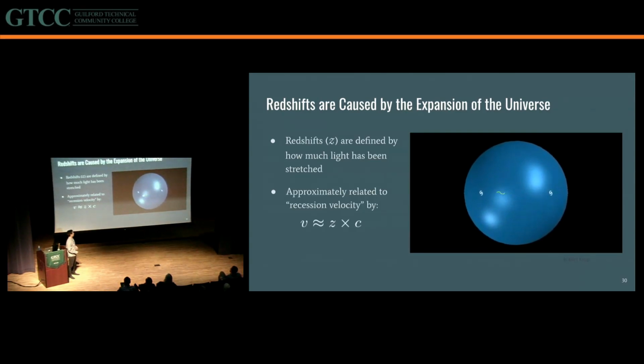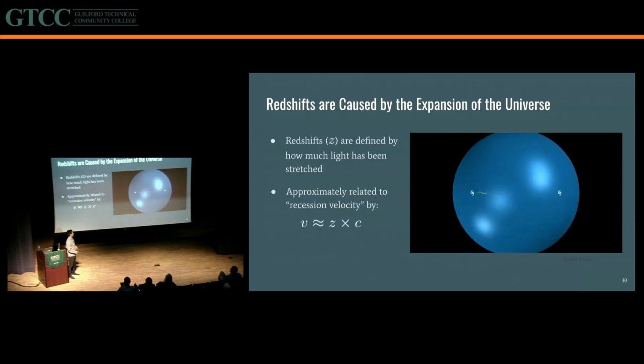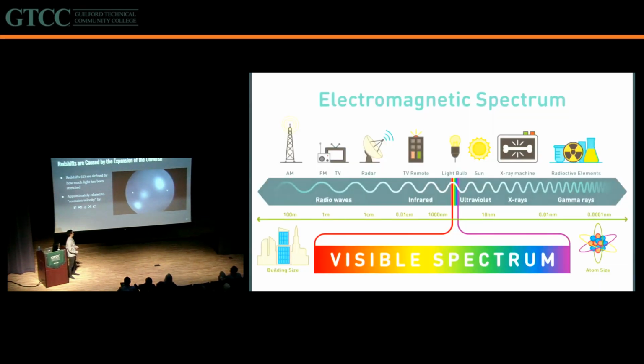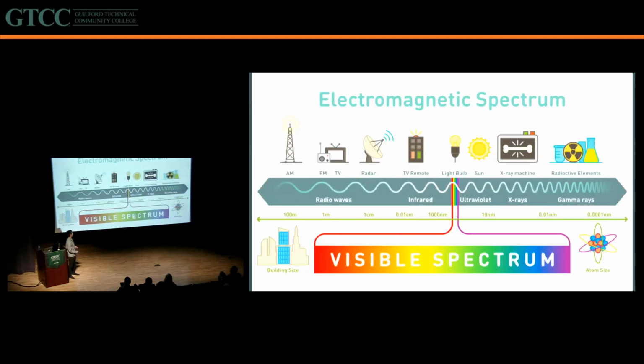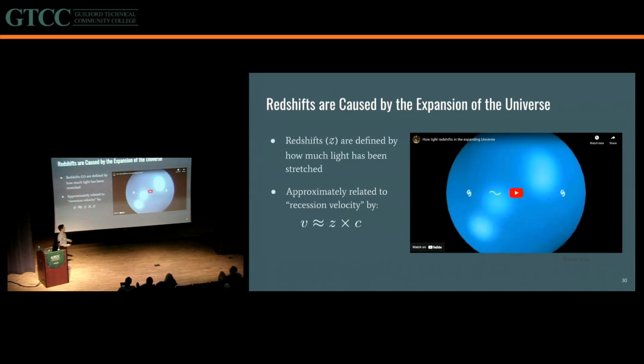The light itself gets stretched, and so it gets redder and redder. You can see that on this diagram here. The longer the wavelength, the redder it is. So as the expansion of the universe is happening, this light itself gets redshifted. And that is what we define, this Z, redshift. It's defined by how much that light has been redshifted.